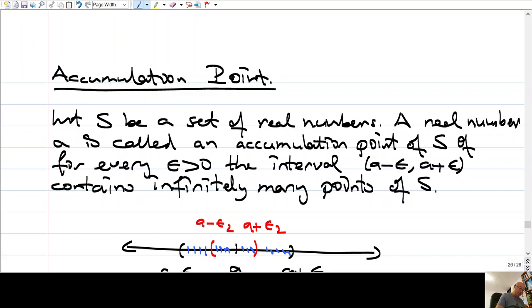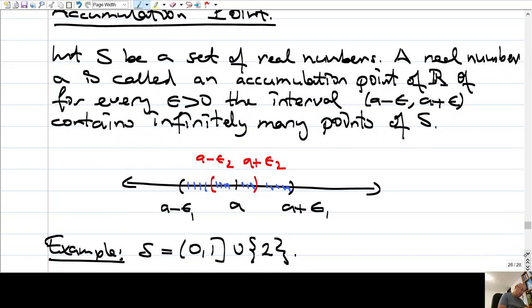Let me start by reminding you what we were doing last time. We defined accumulation point. Accumulation point of a subset of real numbers is defined as follows. Accumulation point is just a point of real numbers. So there's a typo here. It doesn't have to be a point of S, right? It has to be a point of real numbers such that for every epsilon, this interval contains infinitely many elements from S. Okay.